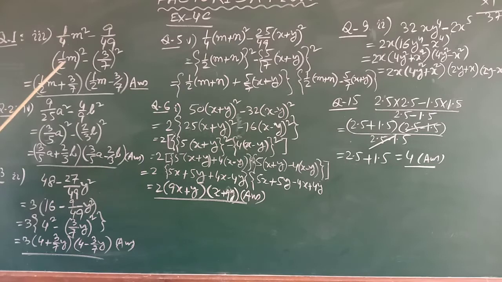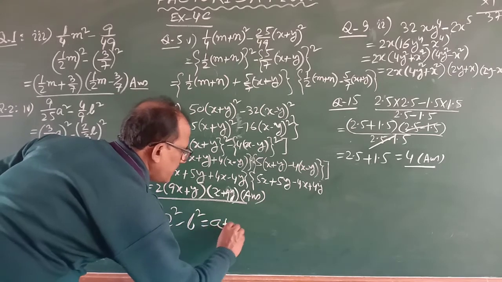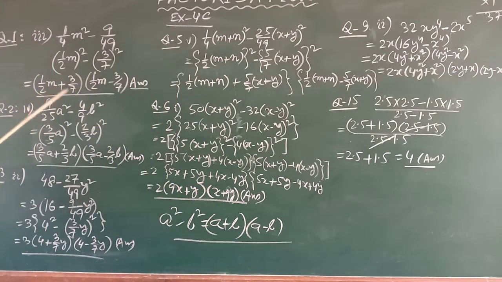So (1 by 2 x) whole square minus (3 by 7) whole square will become a square minus b square, isn't it? So that is what. What does the formula say? The formula says a square minus b square is equal to (a plus b) into (a minus b). So a is here 1 by 2 x and b is here 3 by 7. So (a plus b) into (a minus b) will be the answer. Further factorization is not possible of this two-term expression.